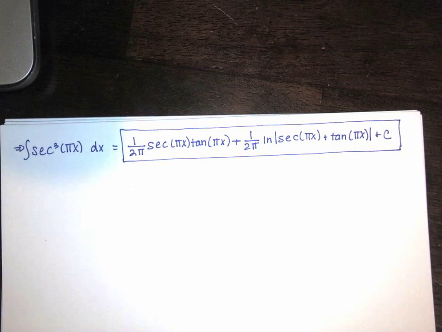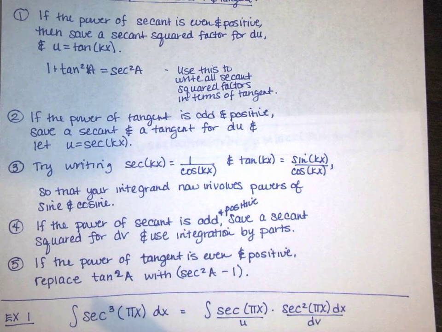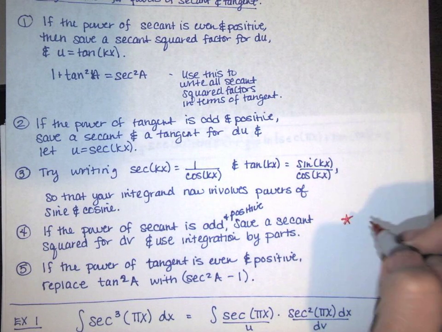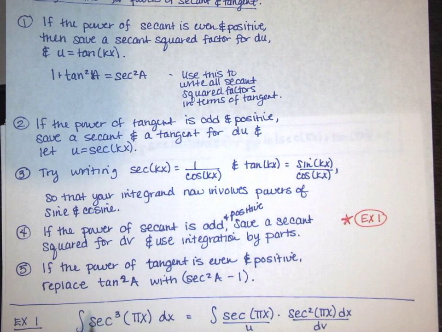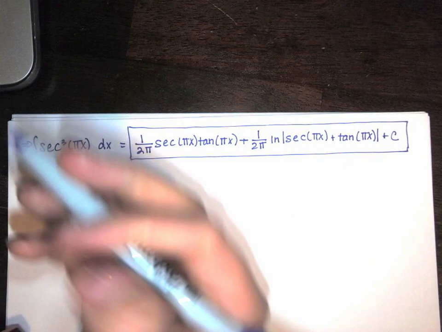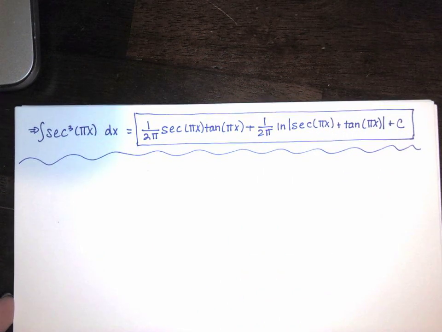Okay, so that's our example, and let's look at our guidelines again. We just did one like this, an example of guideline number 4. So this is example 1 on this video. Now I'd like to look at the case when the power of tangent is even and positive. Let's do a couple like this. Okay, you can see why it works.